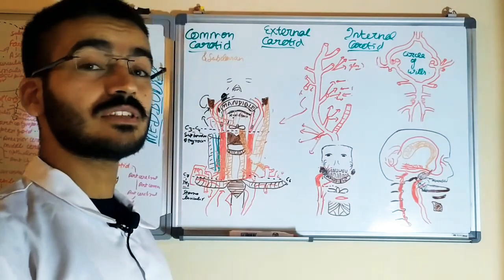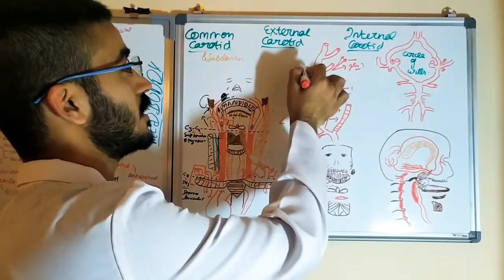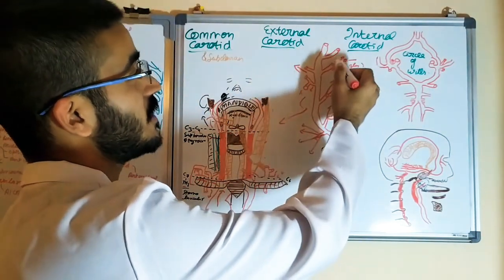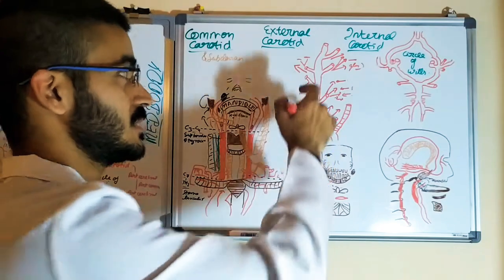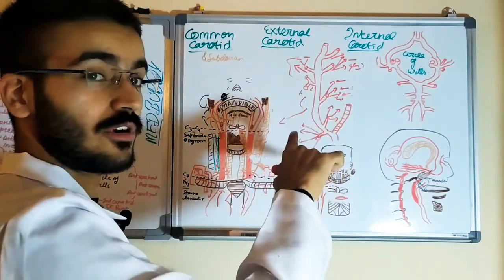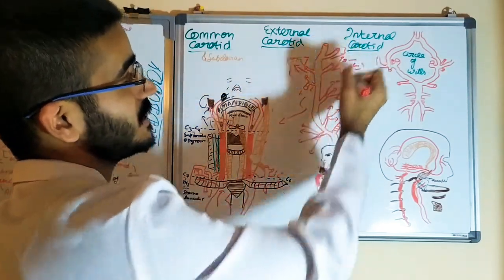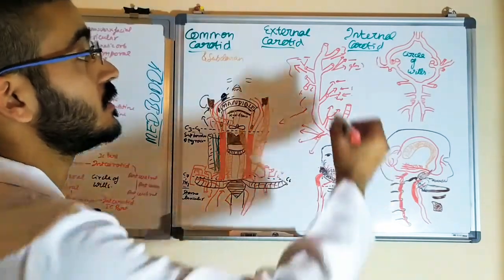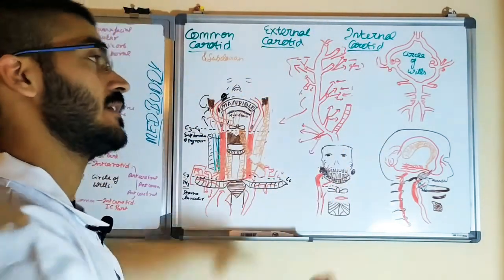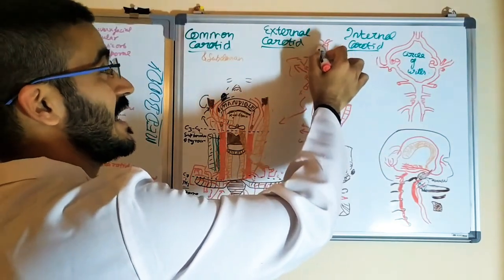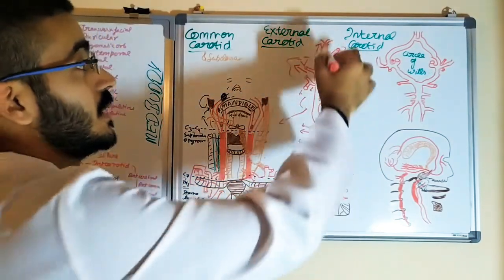Next, it gives the posterior auricular and the superficial temporal branch. These arteries give several branches which supply the muscles of the temporal region and muscles in the parietal region. The last branch, after entering the parotid gland, is the maxillary branch.